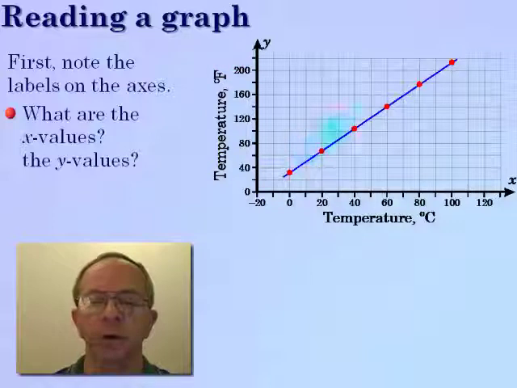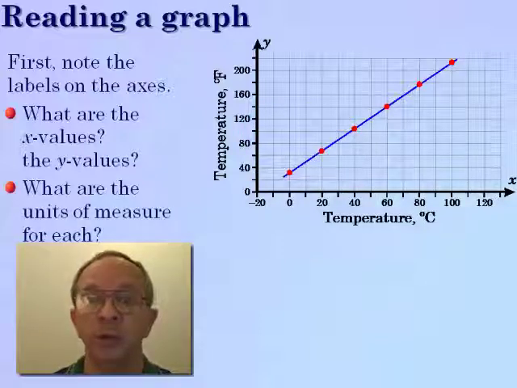So the ordered pairs out here would be first the x value like 40, and next the y value like maybe 100. Next thing you need to notice is what are the units of measure for each x's and y's. In this case we're graphing Celsius degrees, and y will be Fahrenheit degrees.